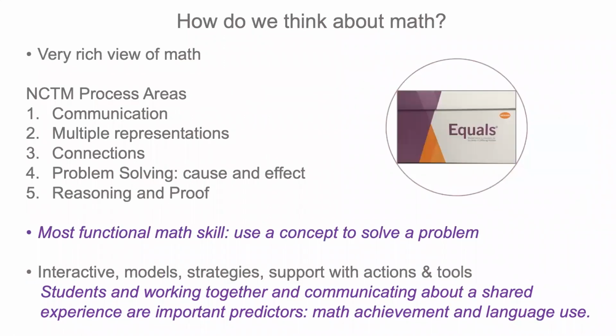As you begin to think about implementing the lessons, recognize that our Equals lessons provide a rich view of math. Within each lesson, you will find the NCTM process areas present to support your instruction as well as student application of the concepts they are learning in a meaningful way. The 5 NCTM process areas present are communication, multiple representations, connections, problem solving, and reasoning and proof.